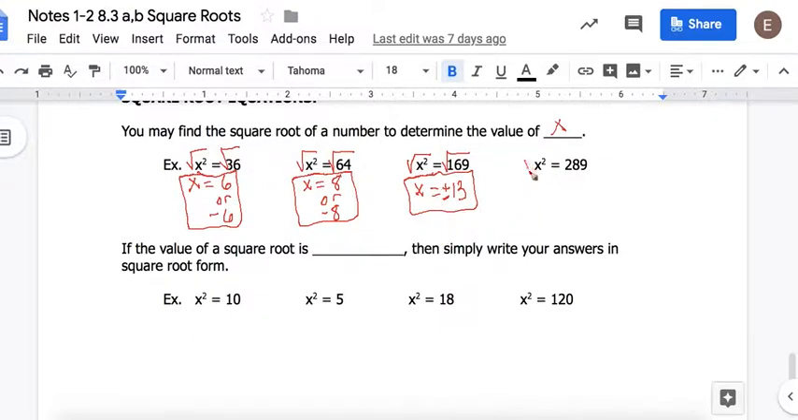Okay, and finally, the last one, the square root of x squared. What I do to one side, I must do to the other. So x would equal 17. And remember, it can be positive 17 or negative 17.